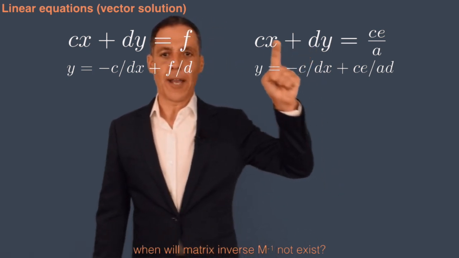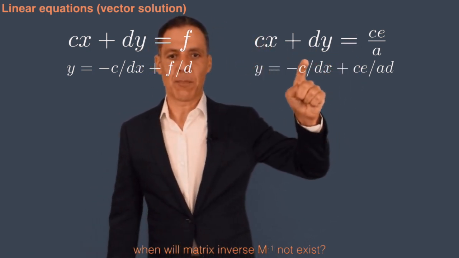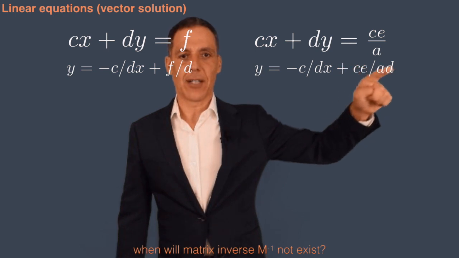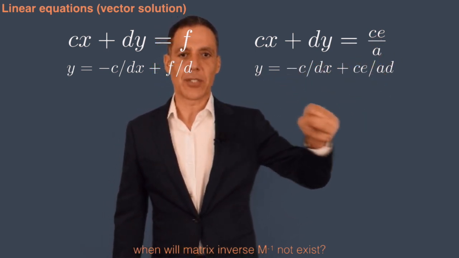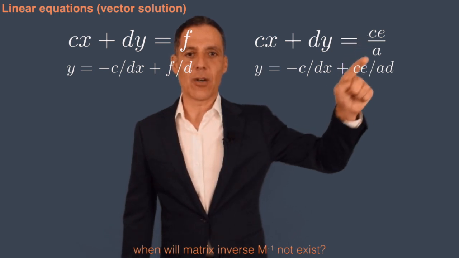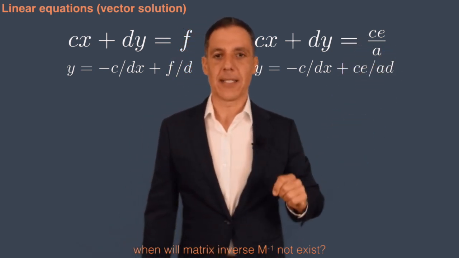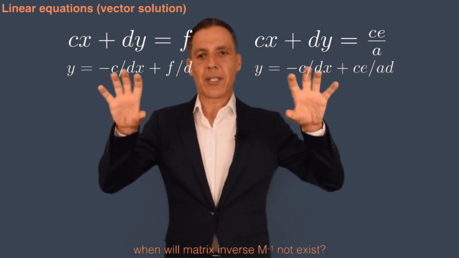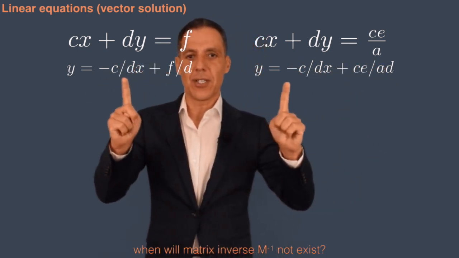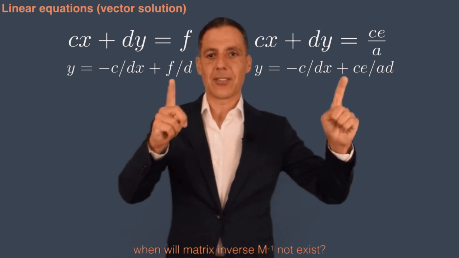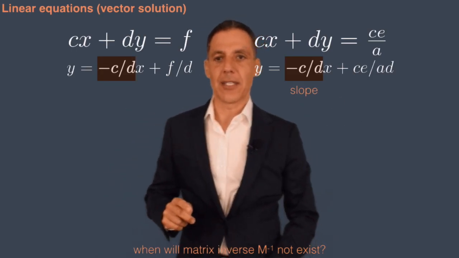Now here I'm going to do the same thing. I'm going to solve for y. So I'm going to bring the cx over, so that's minus cx. I've got the constant term here, and then I'm going to divide by d. So I get a minus c over d here, and I get ce over a divided by d. So why did I do this? Well, because this is now in terms of slope-intercept notation. So this is the slope of the two lines, and these are the intercepts.